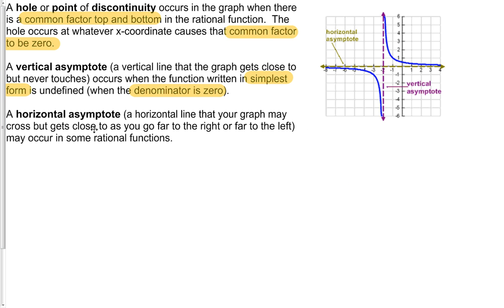And finally, a horizontal asymptote is the horizontal line that your graph may cross. In this case, see how it did cross it, but it gets very close to it as it approaches different directions. So there is a way to jump that line. In most cases it will not, however. Again, we're not going to focus on that in here. But the gold line is the horizontal asymptote, the purple line is the vertical asymptote.